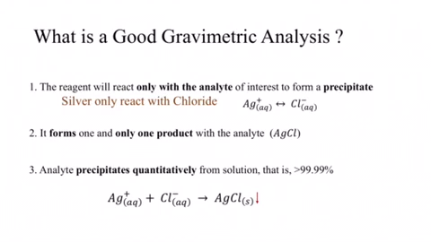The three major requirements for a good gravimetric analysis are that, first, the precipitating agent will react only with the analyte of interest to form a precipitate. Second, the precipitating agent forms one and only one product with the analyte. And third, that the analyte precipitates quantitatively from solution. That means almost all of the analyte precipitates.